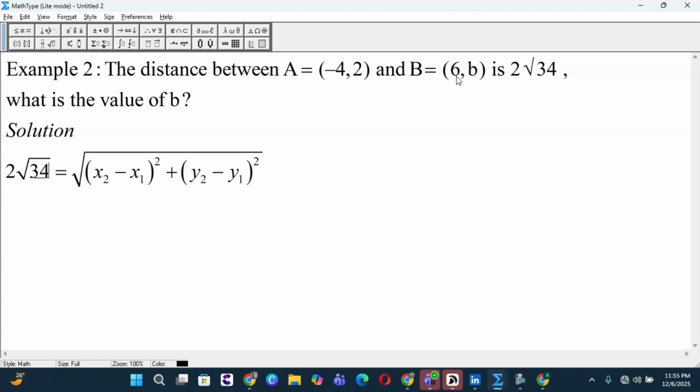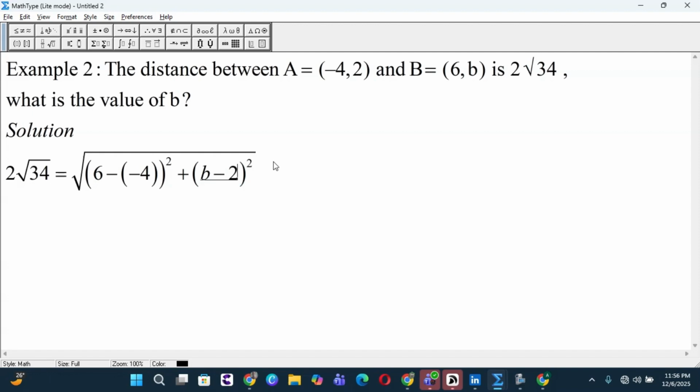So from here, let's say our x2 is 6, so I'm going to replace it with 6. x1 is -4. Now because I have a negative sign here and this is negative, I need to separate the two, so I'm going to put this in a bracket, that is (-4). Then y2, that is b, minus y1, which is 2. So all we need to do is find a way of simplifying this so that we can find the value of b.